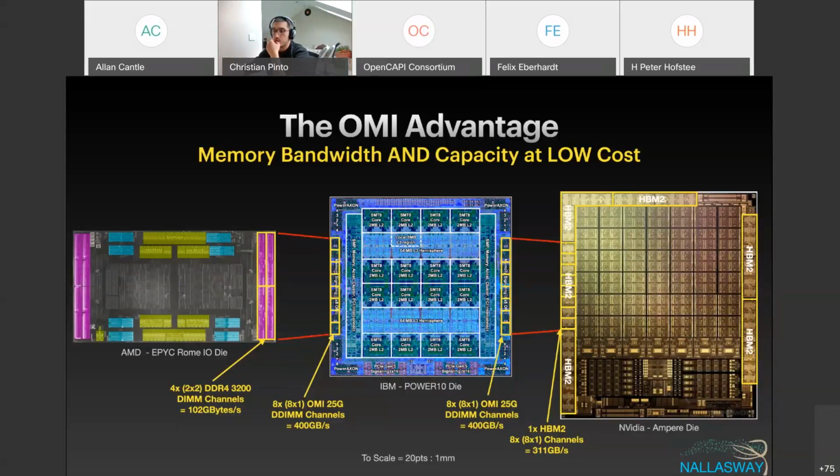Now, the HBM actually comes with a bunch of baggage as well. It's on package, so therefore you are constrained with the amount of memory you can add. It's relatively low resources. It increases your thermal challenge and your power challenge on the same substrate.